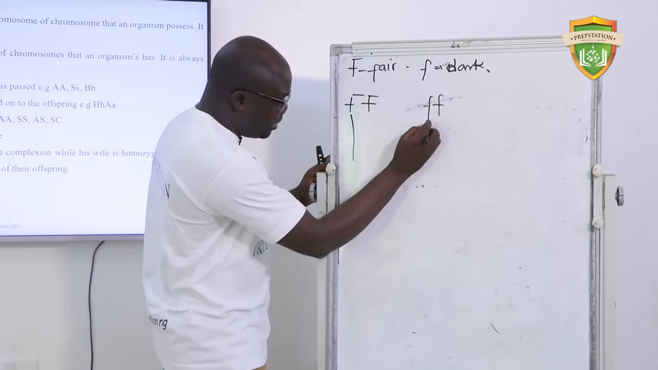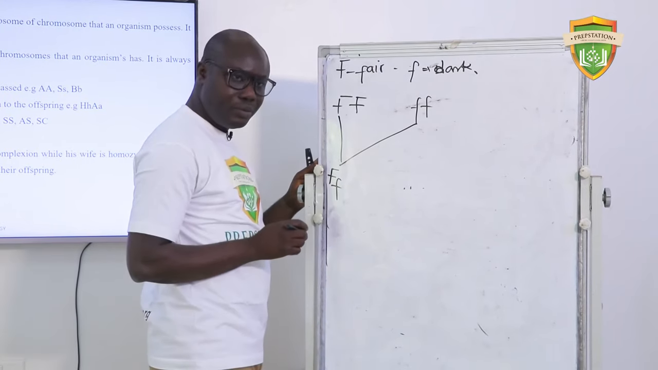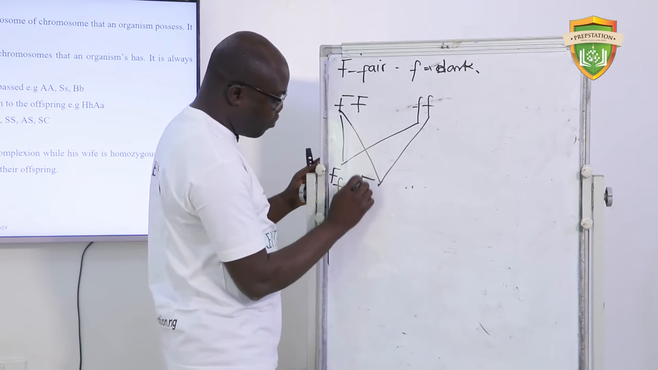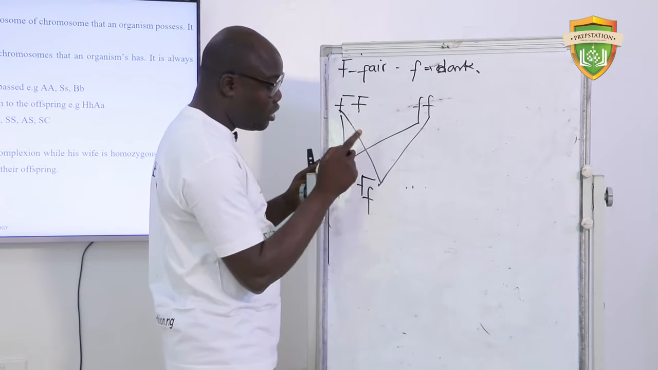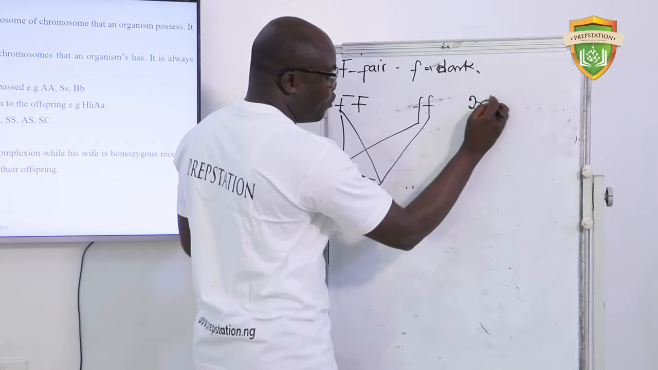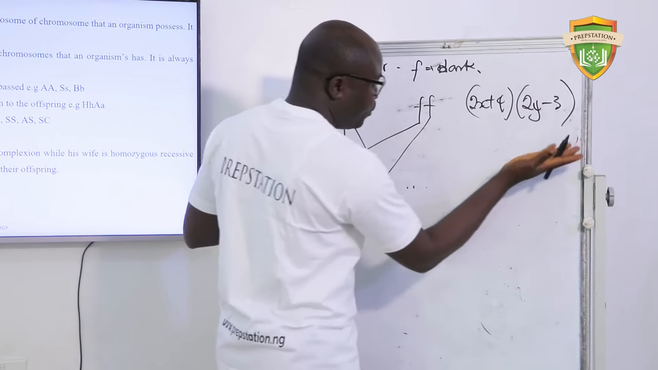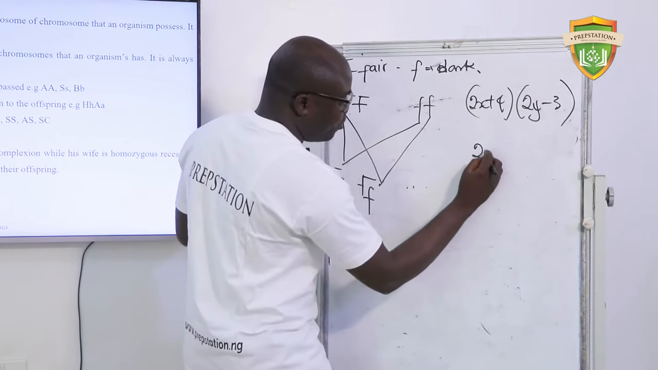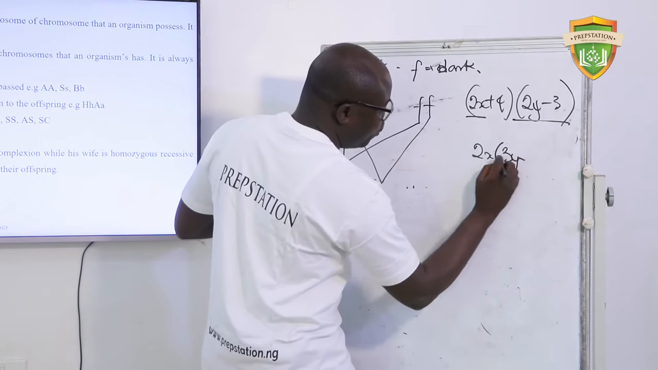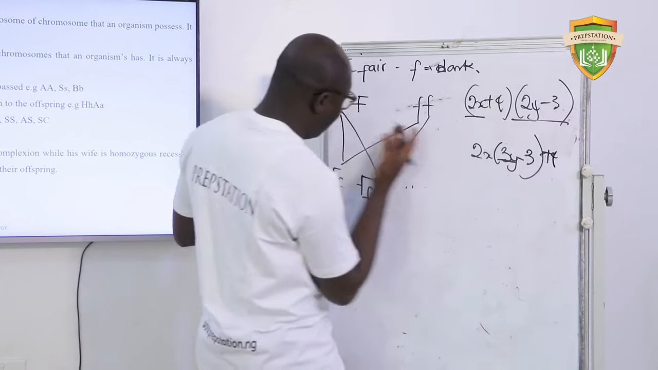This guy and this guy will be capital F and small f. This guy and this guy again will be capital F and small f. When you are doing a cross, it's just like doing mathematics. If you have 2x plus 4 into a bracket and 2y minus 3 into a bracket, how do you solve this? It's going to be 2x against what you have here, 2y minus 3, then plus 4 into the same thing. So let's do the same thing.